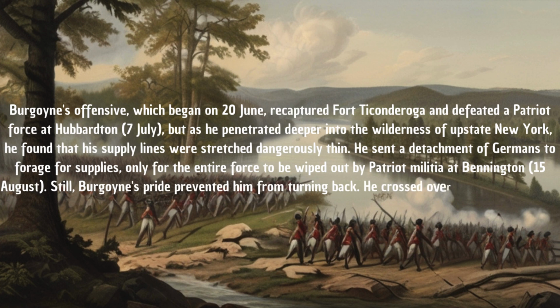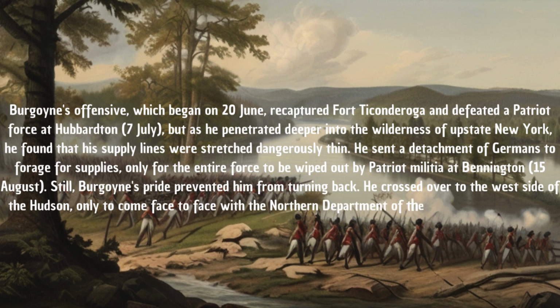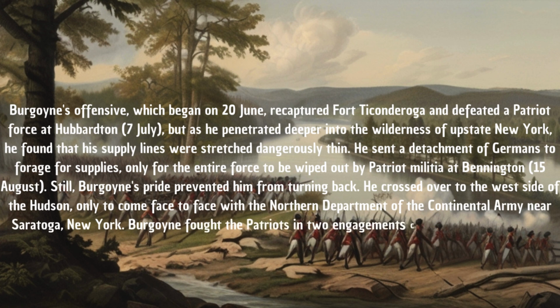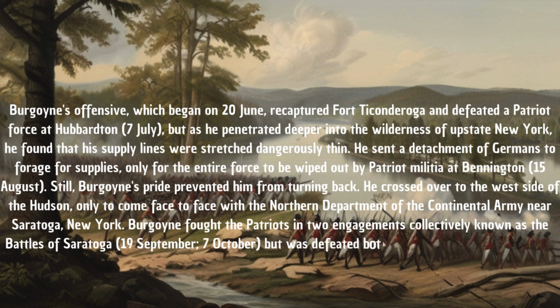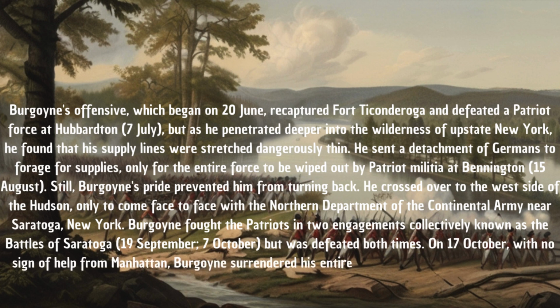He crossed over to the west side of the Hudson, only to come face to face with the Northern Department of the Continental Army near Saratoga, New York. Burgoyne fought the Patriots in two engagements collectively known as the Battles of Saratoga, September 19th, October 7th, but was defeated both times. On October 17th, with no sign of help from Manhattan, Burgoyne surrendered his entire army, marking the greatest Patriot victory of the war thus far.